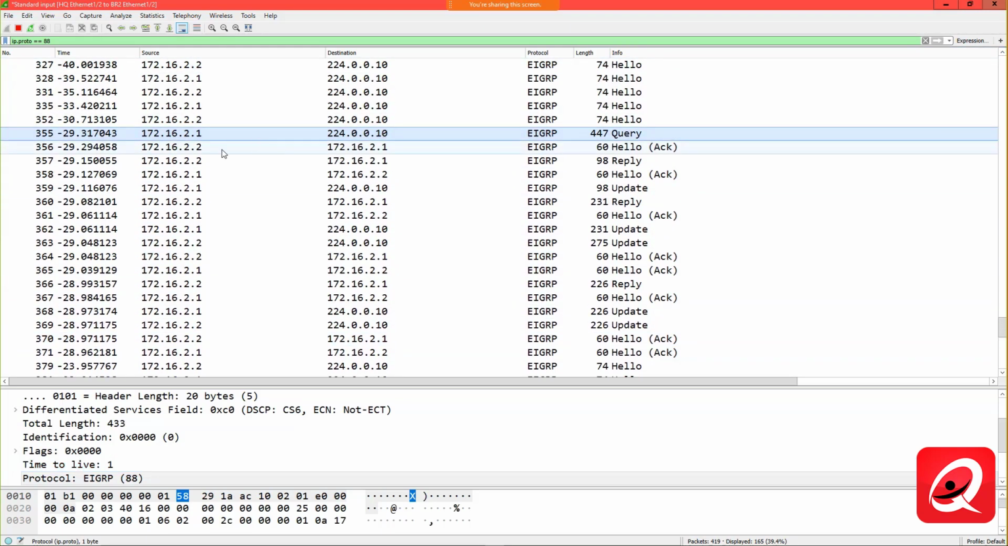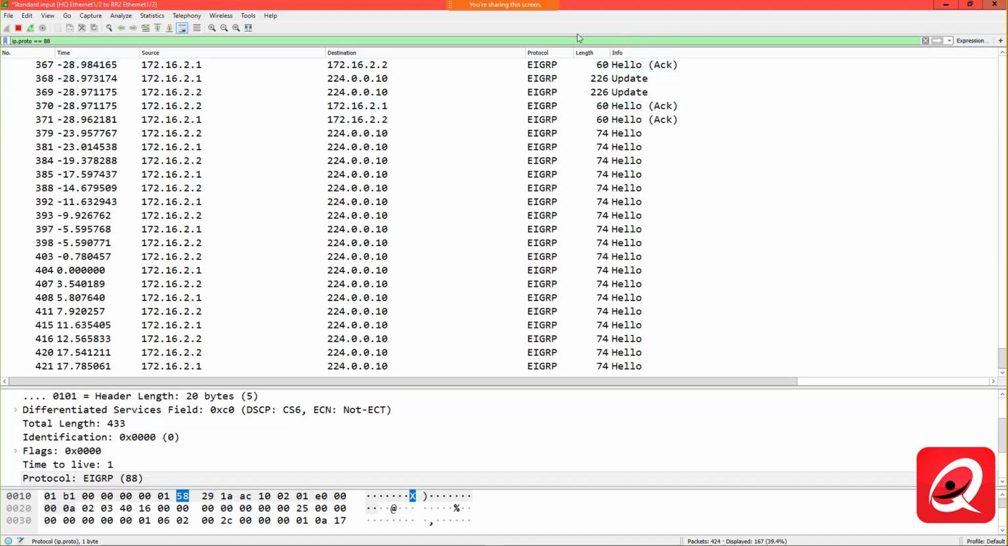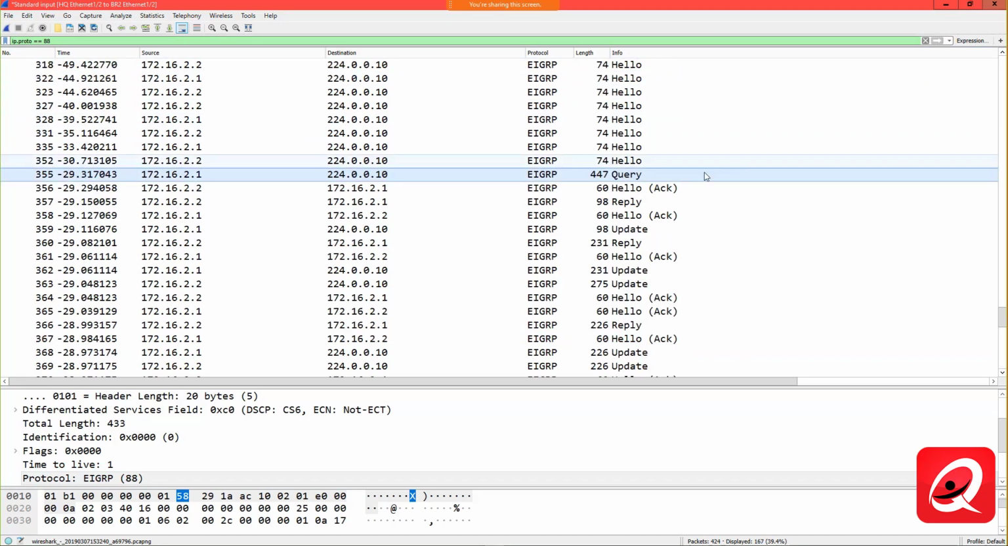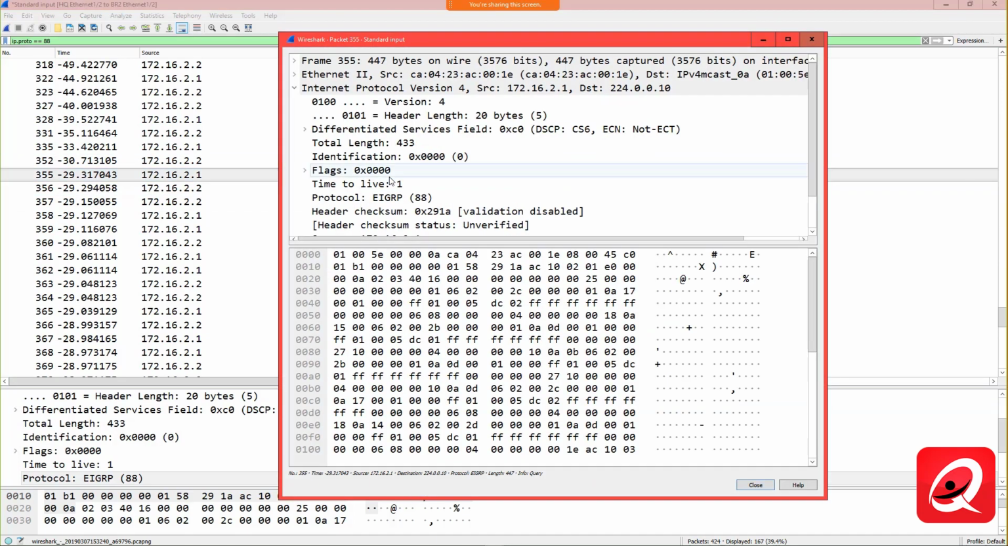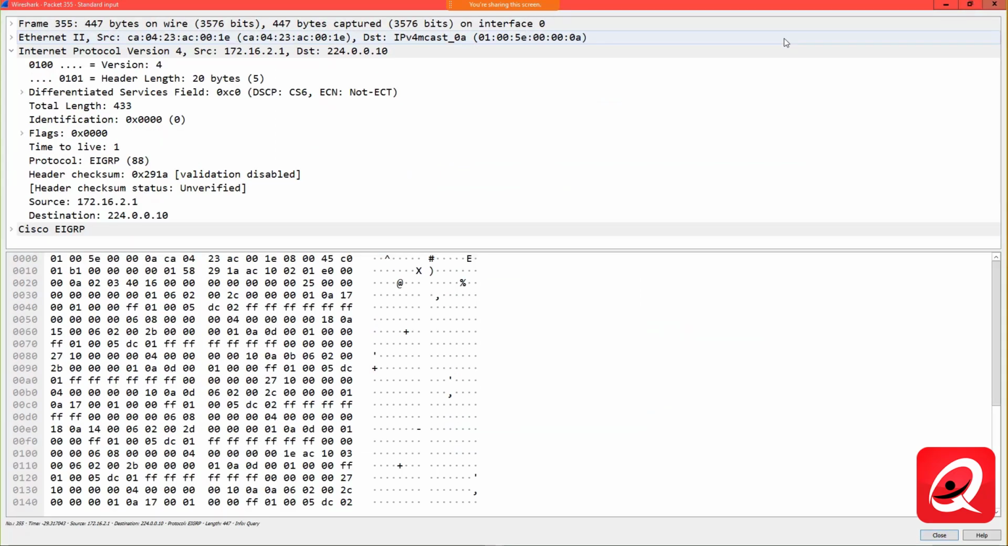And we can see it's coming from 2.1. Let me stop my capture here. Here's the query that was sent out, and it was sent from 2.1 to this multicast address because this is a multi-access network. Remember, we switched to unicast for point-to-point links, but for our multi-access networks, we stick with multicast as our destination IP for our EIGRP datagrams.